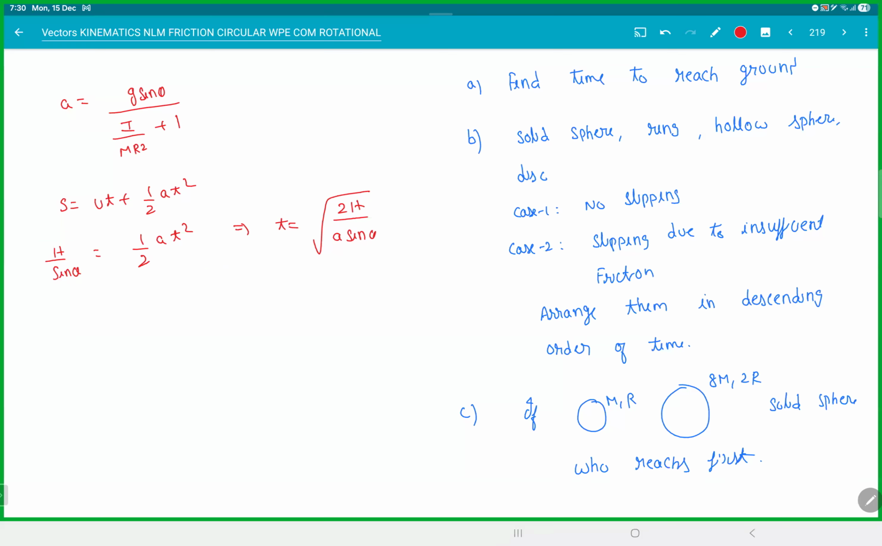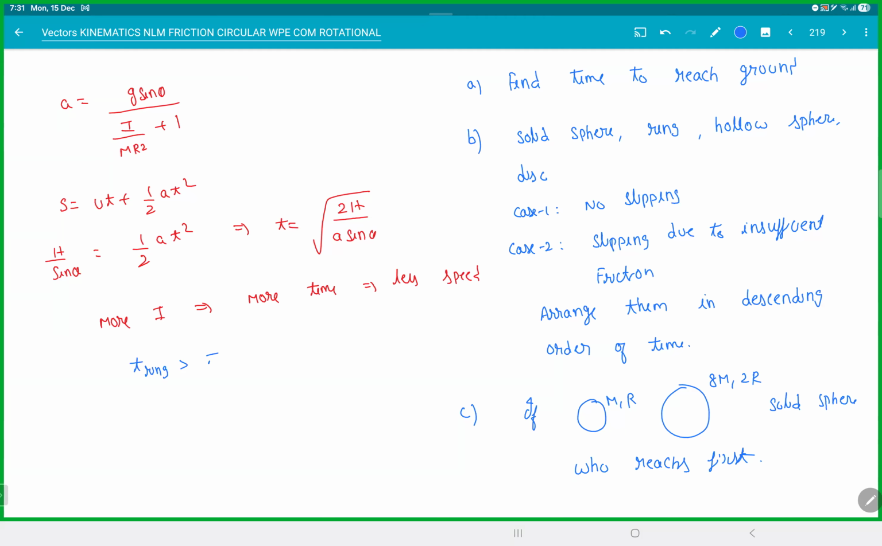So it takes more time to go down. So more I, more time, and this also implies less speed. They can ask this question also: who reaches the ground with the least speed? So who has the biggest moment of inertia? The ring. So time taken by the ring is the greatest.